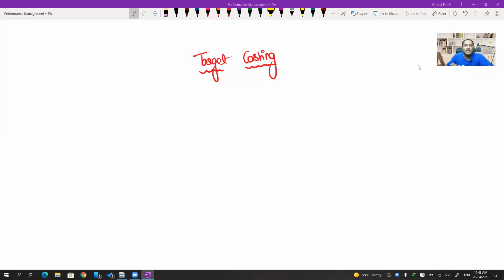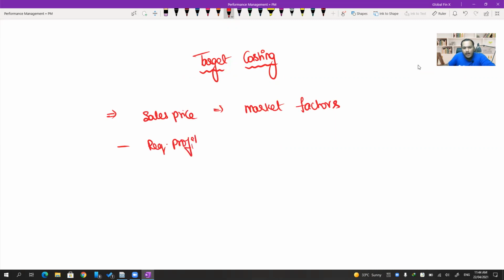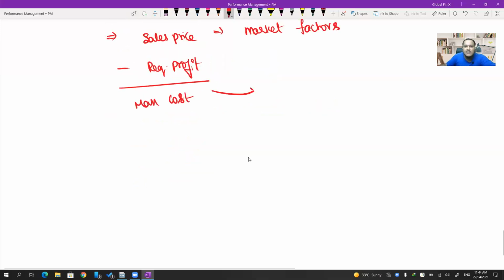So if you are dealing with homogeneous, identical products, you cannot fix your price based on the cost plus strategy. You will have to take a sales price based upon the market factors. From this, deduct your required profit. Then you will get the maximum cost that you can incur. This will be your target cost, maximum cost. Then compare it with the actual cost to get the target gap.